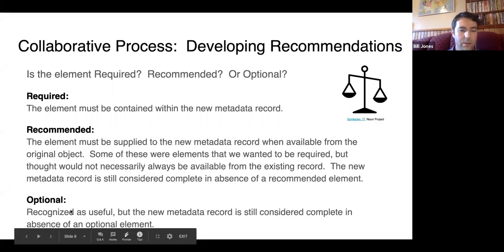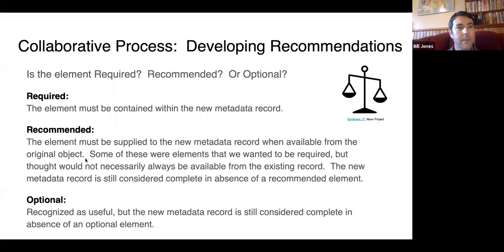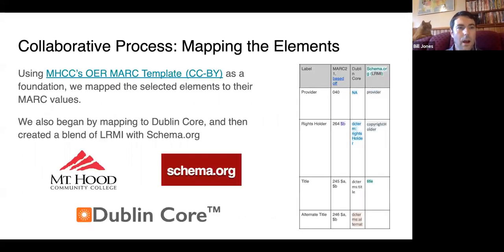Optional elements were also recognized as useful, but the record was still seen as complete without that optional element. So we also looked at different metadata schemas that we had mentioned before, and we started off by using the Mount Hood OER MARC template. What Heather and her team had done was list out all the MARC headings that they felt were relevant and put descriptors next to them.